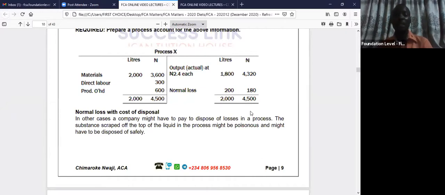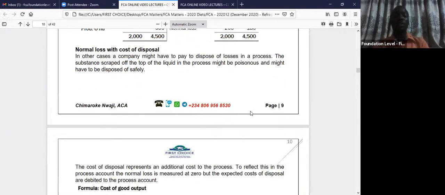But the fact is, you can see your normal loss, but you cannot recover anything from it. All you need to do is throw it away. You want to dispose of it, you throw it away, and you spend money in throwing it away, in disposing of it. Maybe because it's harmful if you keep it. How will you treat it?